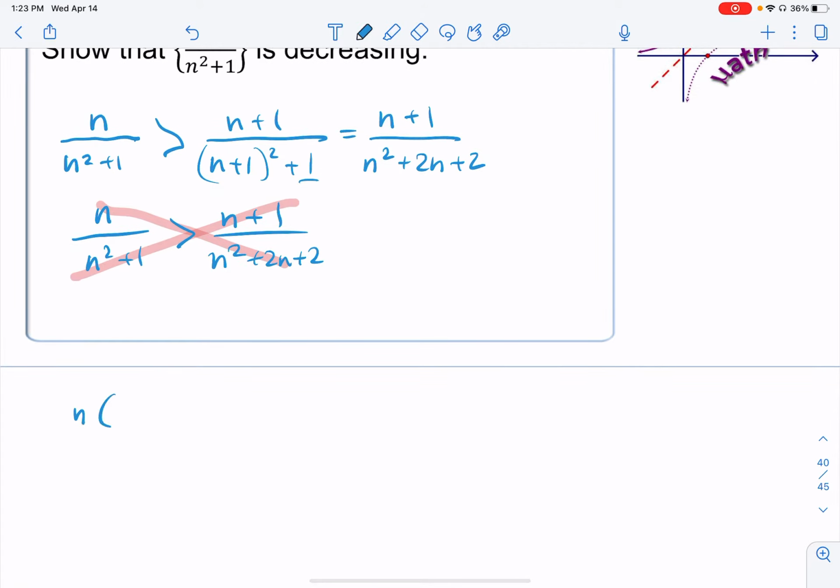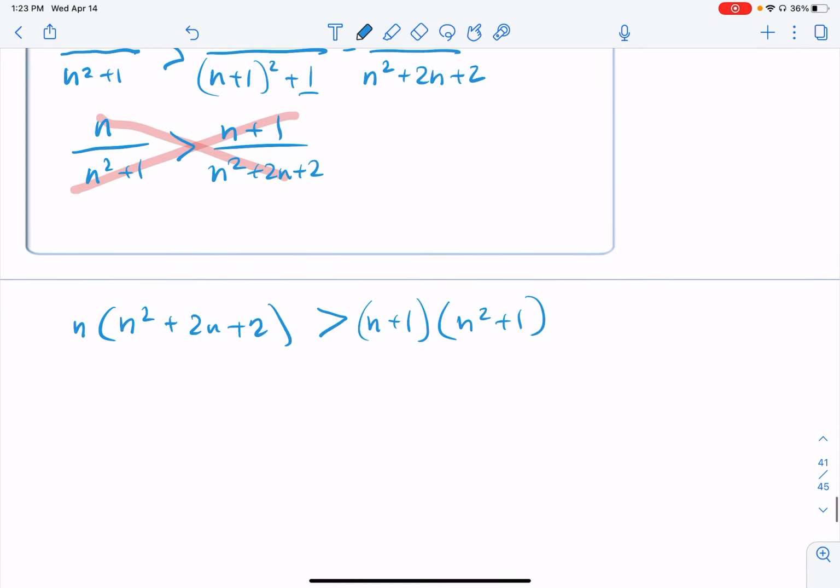So we're left with n times the quantity n squared plus 2n plus 2. It's got to be greater than n plus 1 times n squared plus 1. All right, again, not obvious at all. So distribute: n cubed plus 2n squared plus 2n. Is that greater than, and then here I'll have to FOIL this guy as an n cubed plus an n squared, and then plus 1.